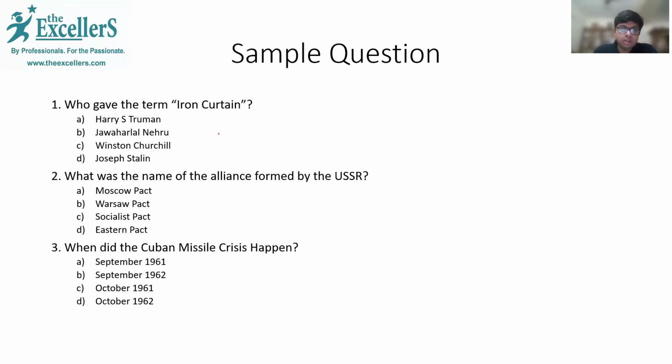Guess the answer. What was the name of the alliance formed by USSR? Is it Moscow Pact? Is it Warsaw Pact? Is it Socialist Pact? Or is it Eastern Pact? What is the answer?